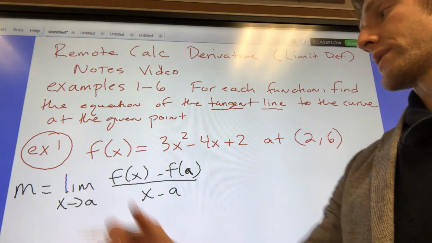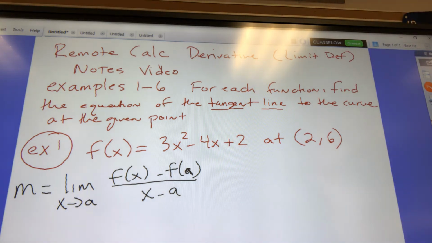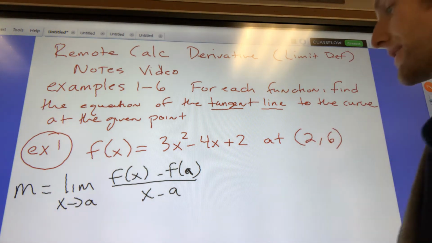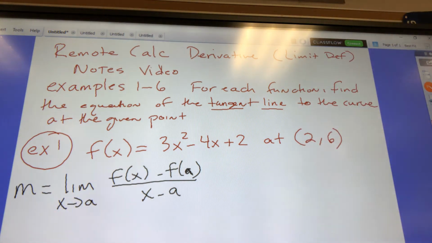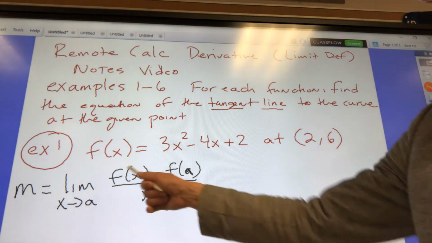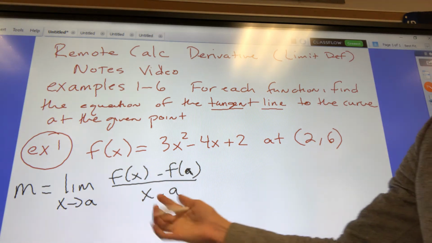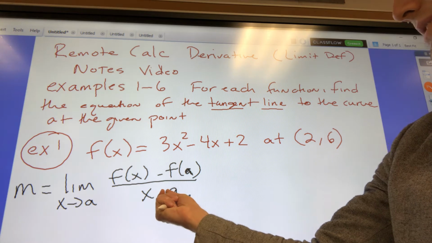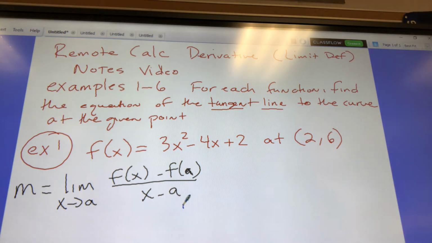Here's that formula we're going to need to know, folks. Slope is the limit as x goes to a of f of x minus f of a over x minus a. Again, this is just the slope formula: difference of the y's over difference of the x's. Just that x distance is going to get so very small, so close to 0.